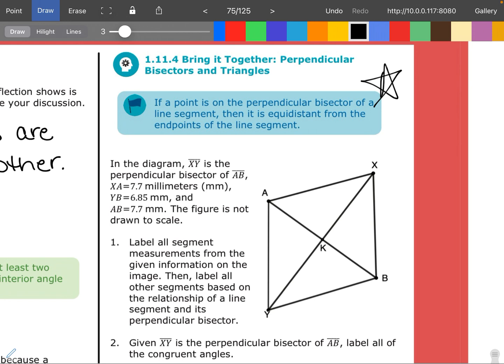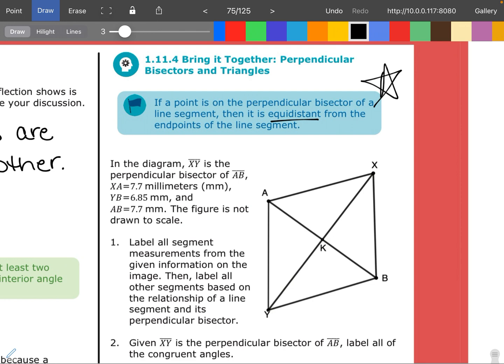All right, so hopefully the people that were in class today are joining me here. We're going to bring it all together. If a point is on the perpendicular bisector of a line segment, then it is equidistant from the endpoints of the line segment.